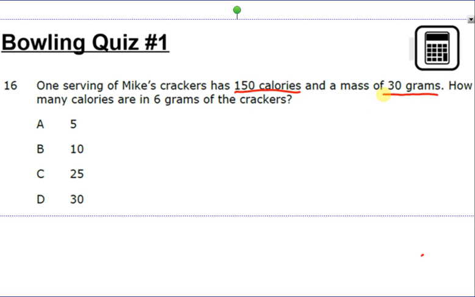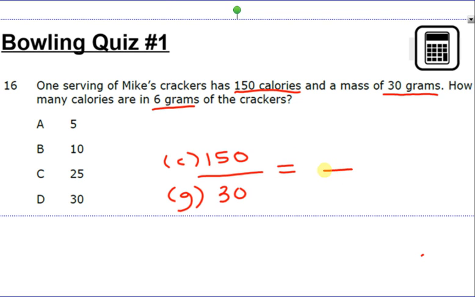Alright, so for the first question, it says 1 serving of Mike's crackers has 150 calories and a mass of 30 grams. How many calories are in 6 grams of crackers? Anytime we're trying to compare two different things and find a missing quantity, the easiest way to do it is to set up a proportion. 150 over 30. And I'm going to put a little C here so I know that that's calories and a G here for grams. Now, I also have the information of 6 grams. Well, grams are on the bottom, so I'm going to put 6 and a little G here, and then I have my X.